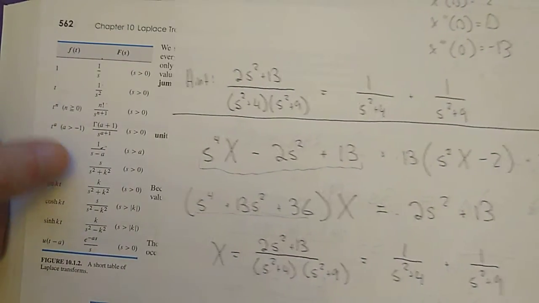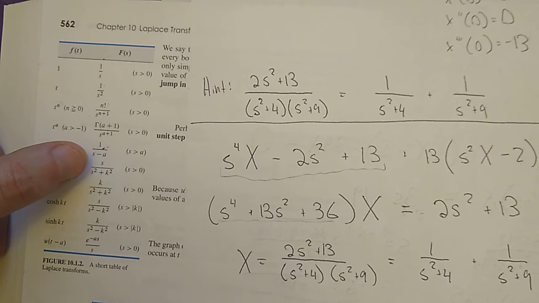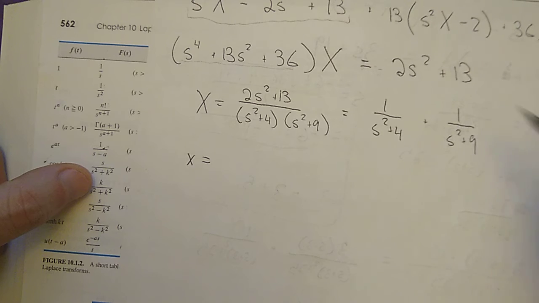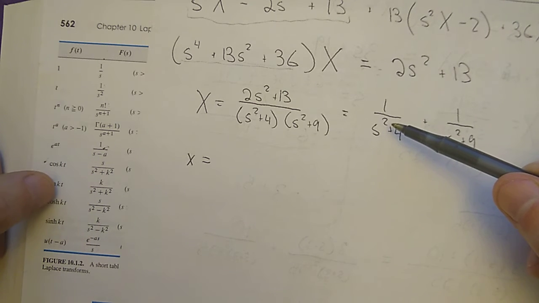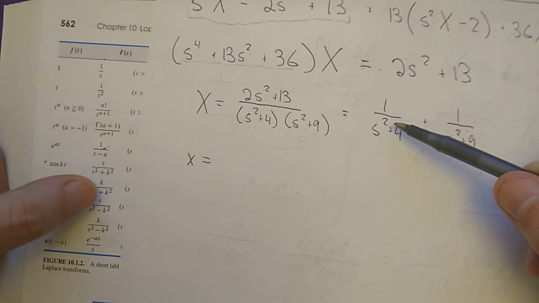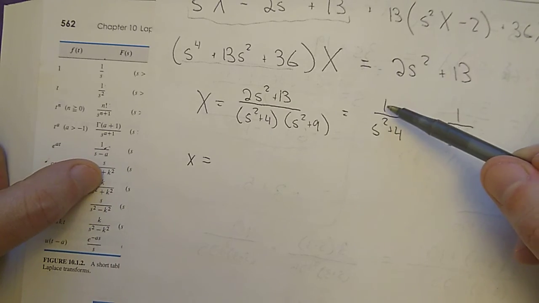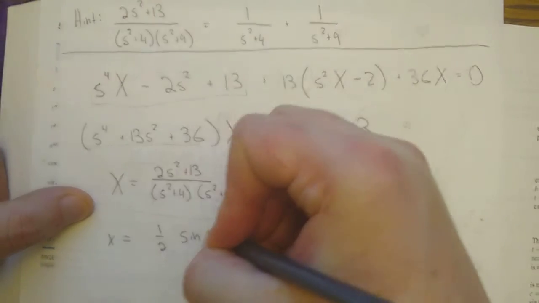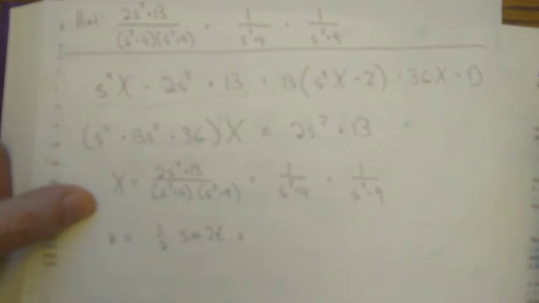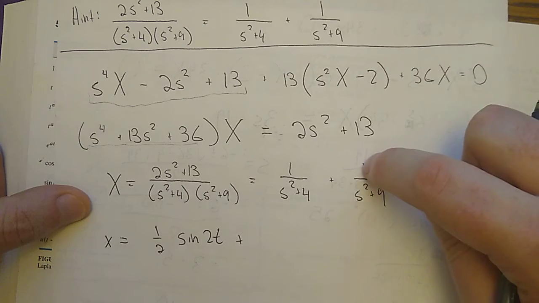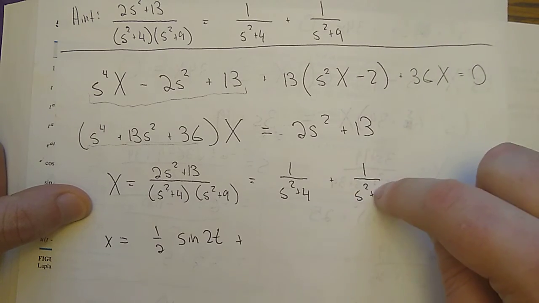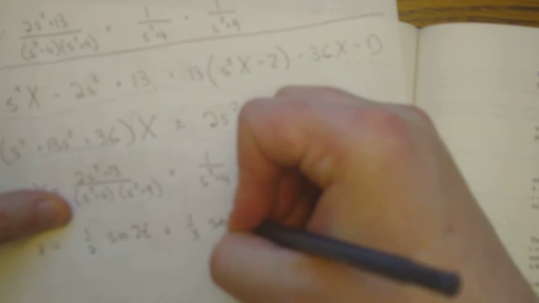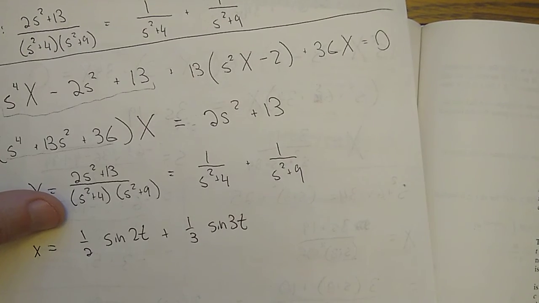These look like sines because I don't have an s on the top. So this one would look like sine of 2t, except I don't have my 2 on top. I just have a 1 on top. So this should be 1/2 sine of 2t. This one, if I had a 3 on top, this would be sine of 3t, but I don't, so it's 1/3 sine of 3t. So that's it.